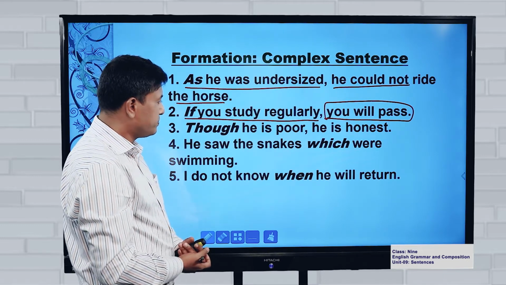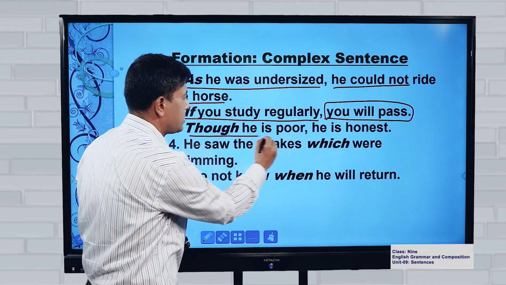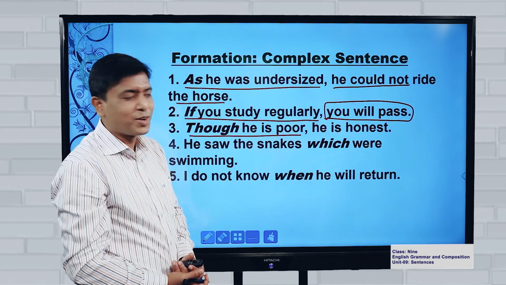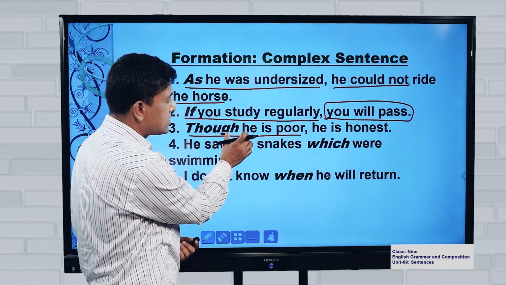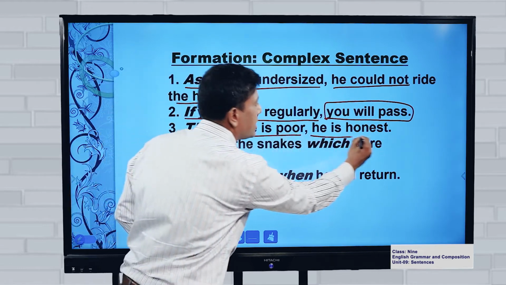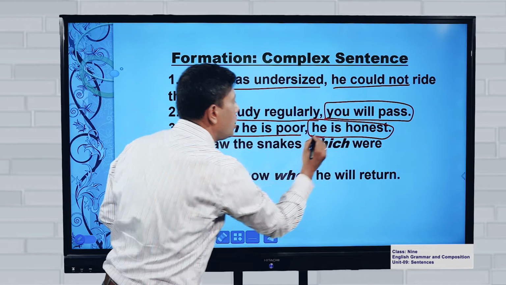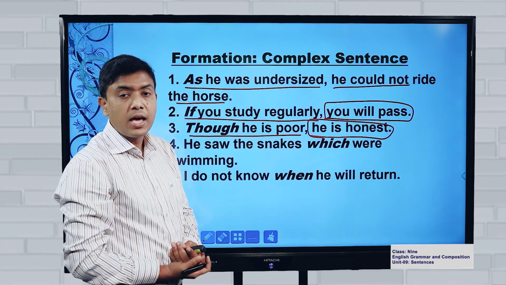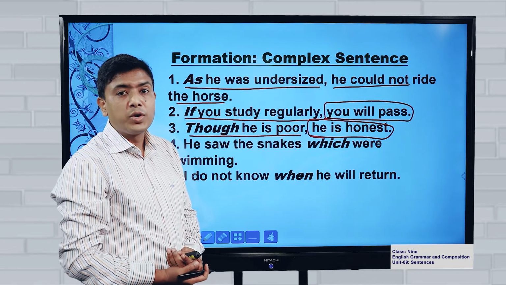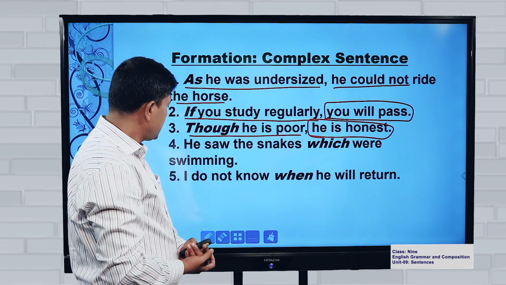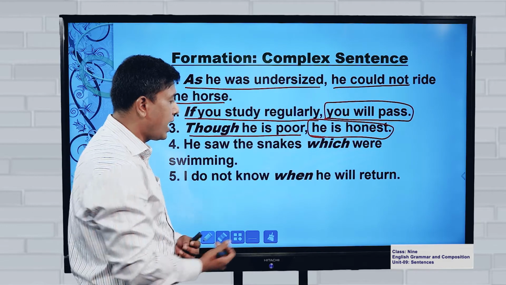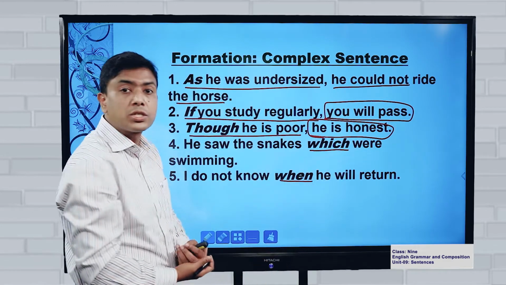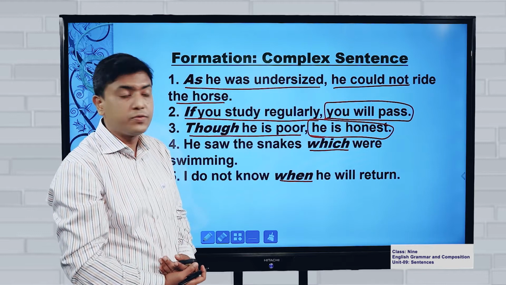Now, the third one, though he is poor, this is again the dependent or subordinate clause. So, this is the subordinate clause and this is the independent clause. Therefore, with the help of these 2 clauses, one dependent and one independent clause, we have formed complex sentence. See, number 4 and 5, we have the uses of WH connectors, WH adjective or WH adverbs.